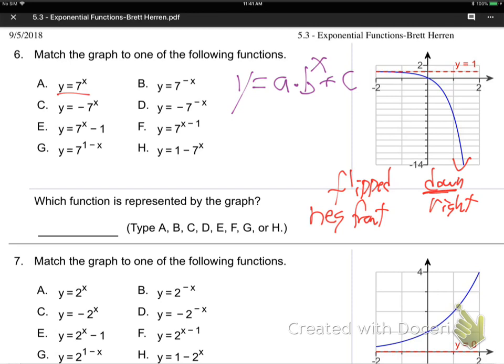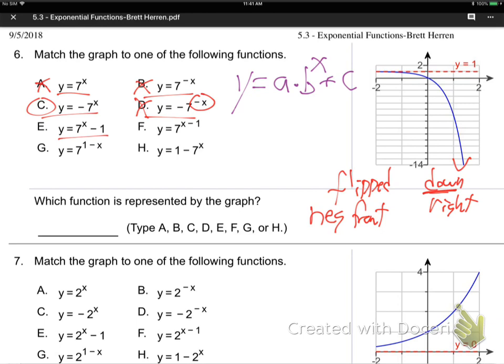Could it be A? No. No negative in the front. Could it be B? No. No negative in the front. Could it be C? Possibly. It's got a negative in the front. Could it be D? No, because of the x. It's got a negative in the front, but it also has a negative on x. That would make it go left and down. It's not going left and down. It's going right and down.